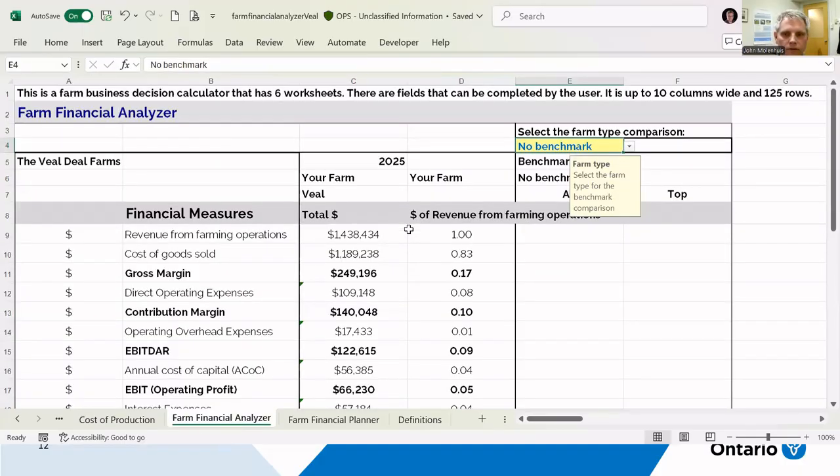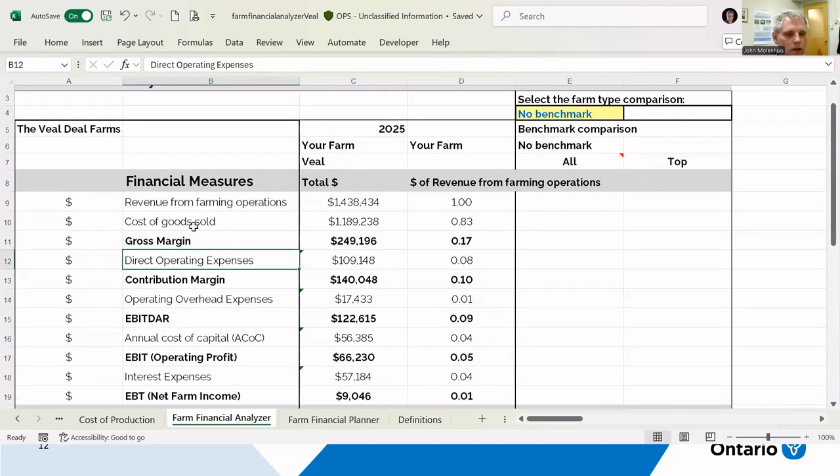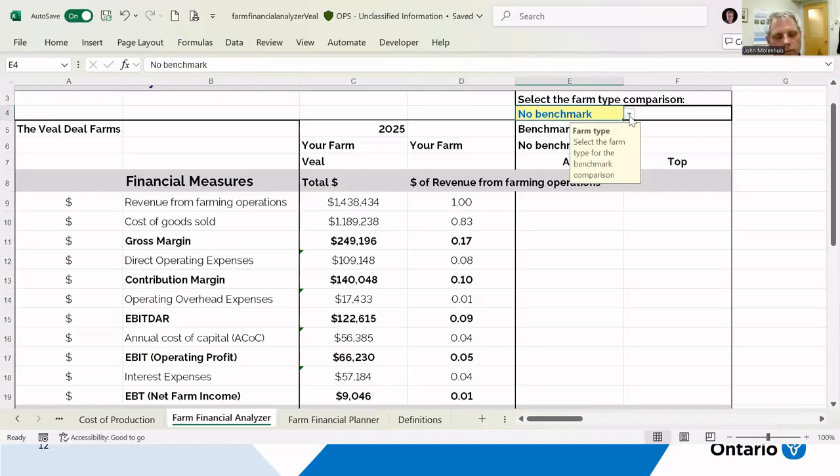And then on the farm financial analyzer, this is where it combines your total costs into these cost categories, which are all defined in the definitions. And so then it states it on a dollar per revenue of farming operations. And why we do that is because we do have some benchmarking information. We don't have veal, partly because we no longer have a veal commodity code.